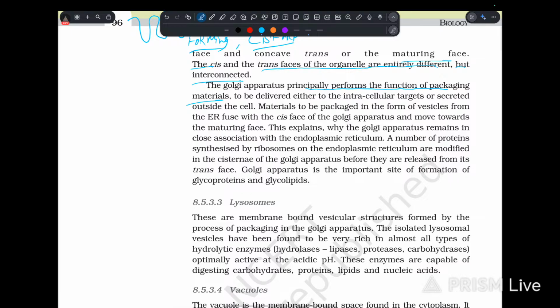Okay? And to be delivered either to the intracellular targets or they are secreted outside the cell. Materials to be packed in the form of vesicles from the endoplasmic reticulum fuse with the cis phase of the Golgi apparatus and then move towards the maturing phase.